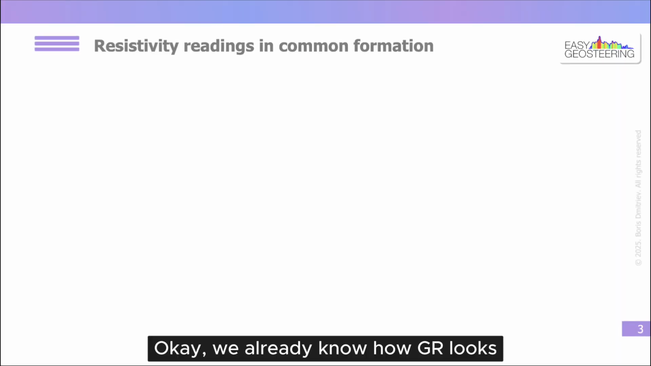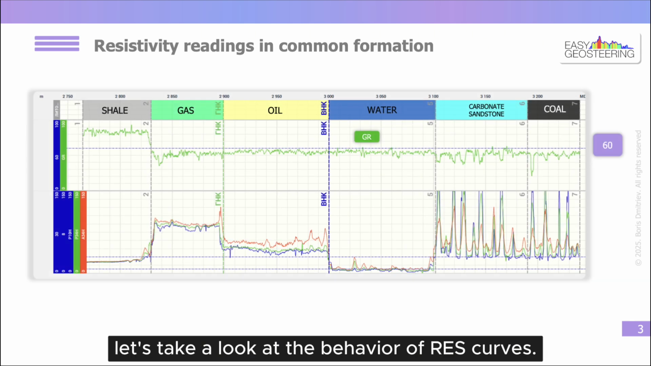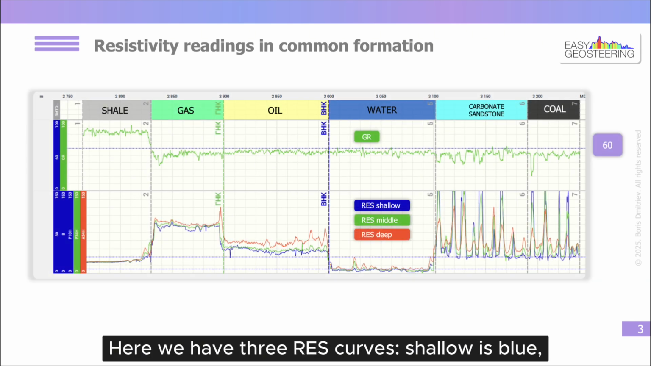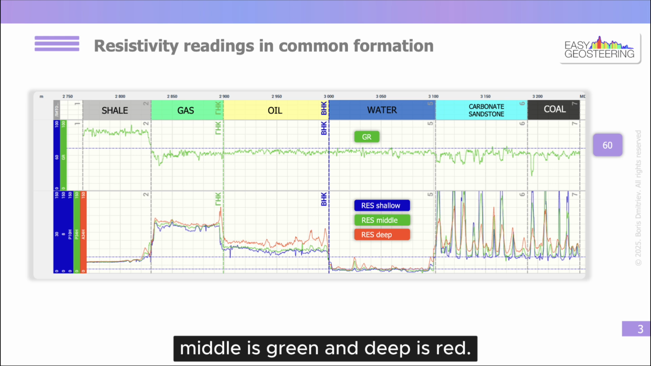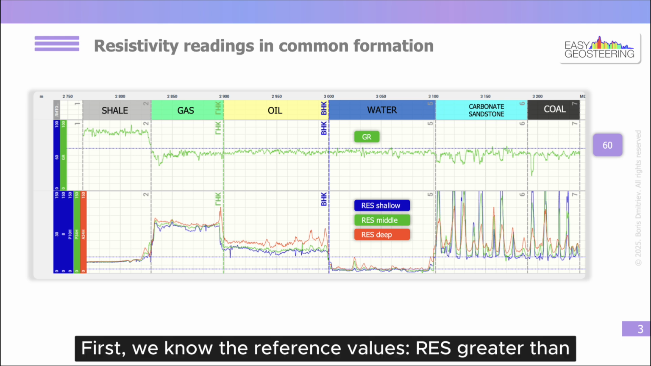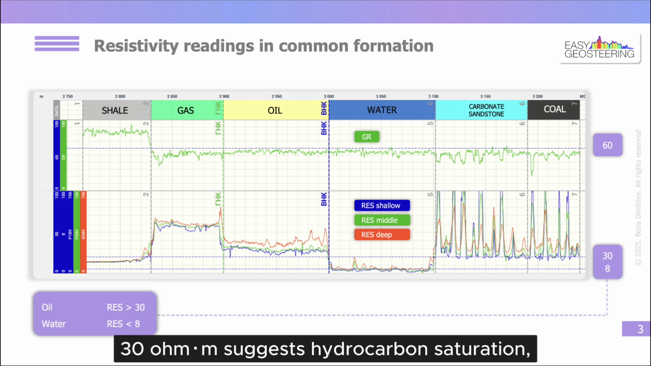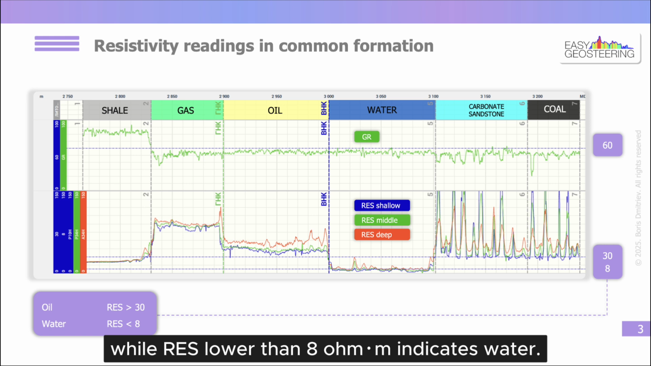Okay, we already know how gamma ray looks in typical terrigenous formations. Now let's take a look at the behavior of resistivity curves. Here we have 3 resistivity curves. Shallow is blue, middle is green, and deep is red. First, we know the reference values. Resistivity greater than 30 ohms suggests hydrocarbon saturation, while resistivity lower than 8 ohms indicates water.